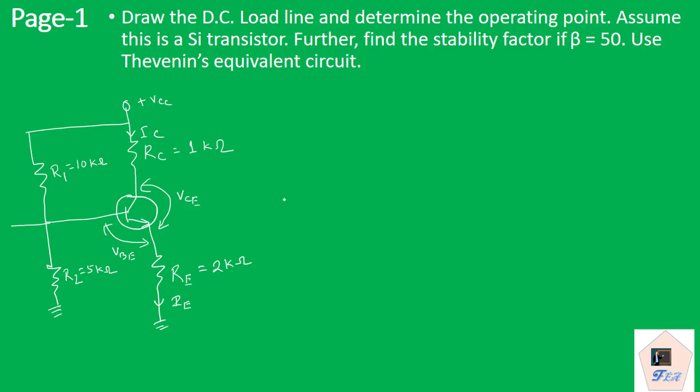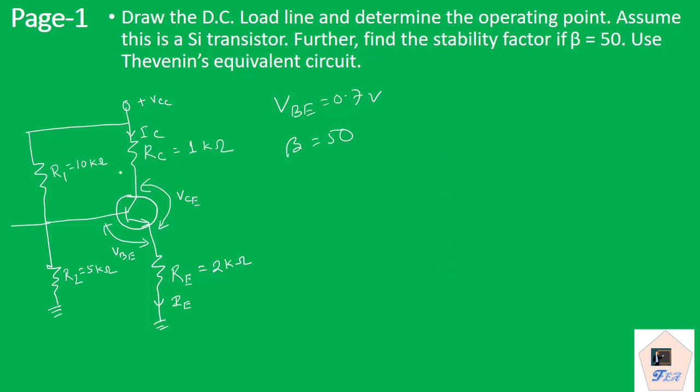So it's a self-bias circuit, and if you look into it, this is the same as the previous problem that we have solved, but here the method will be different because here we are asked to use the Thevenin's equivalent circuit. So what all are given here? All the resistor values are given. Transistor type is said to be a silicon transistor, that means VBE is 0.7 that we shall consider. Beta is given as 50. Okay, so all these information are given to us.